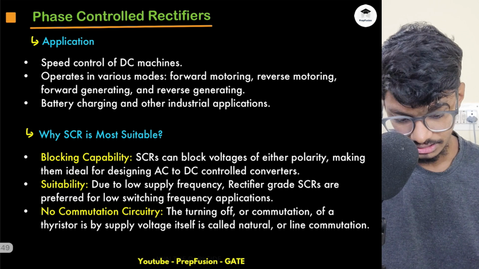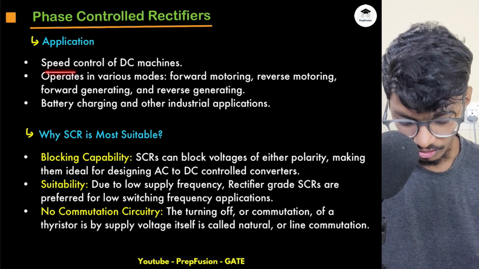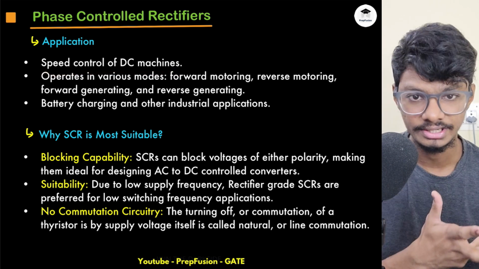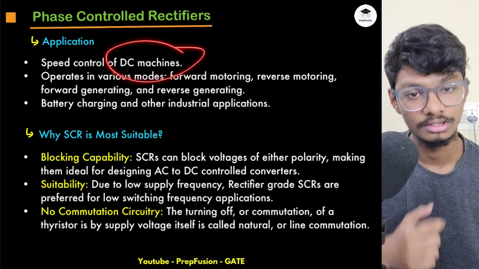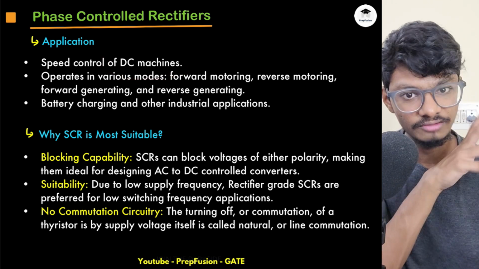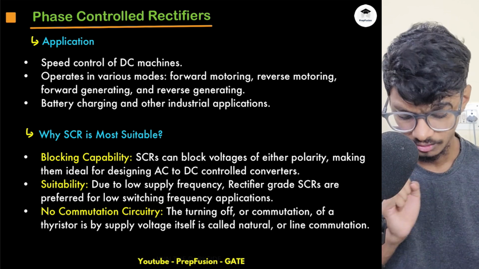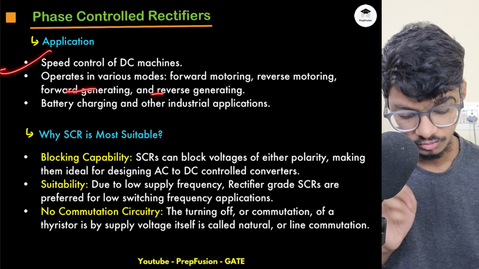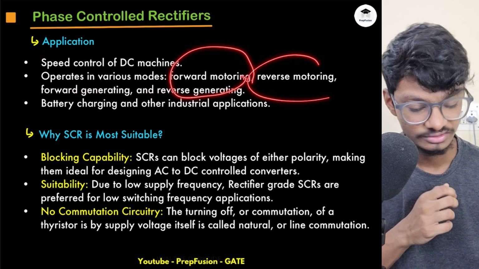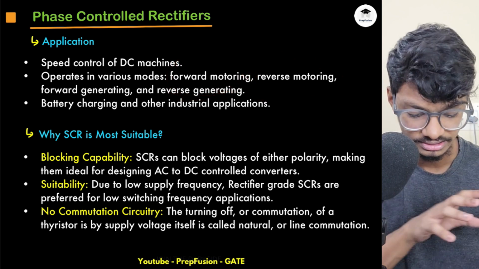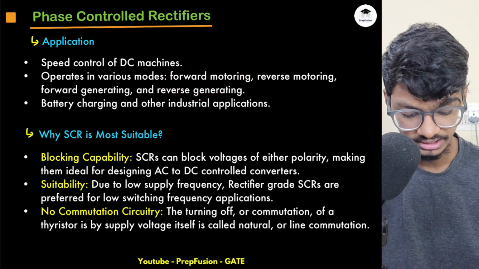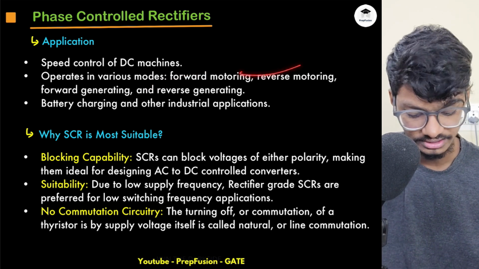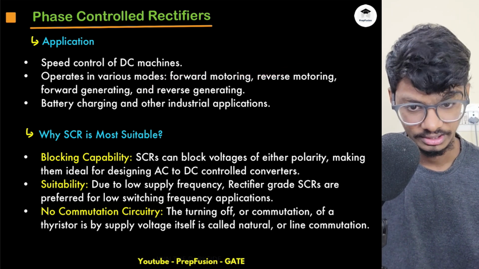Now, what are the applications? One application is speed control of DC machines. If you have studied machines, you know we control the speed of a DC machine by varying the voltage; there are different methods as well. It operates in various modes. We can control in forward motoring and reverse motoring. If you haven't studied machines yet, when you do, you will see there are two modes, forward motoring and reverse motoring, for DC machines.